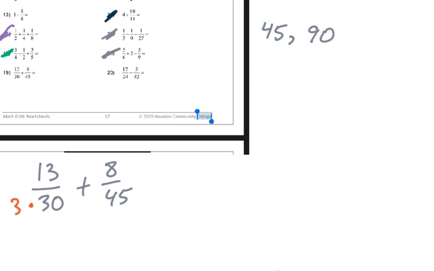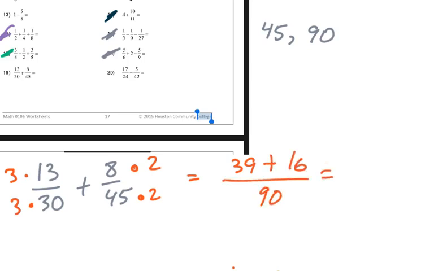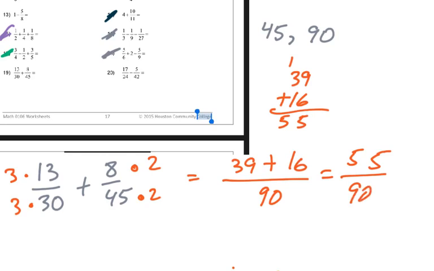way. So we're going to multiply top and bottom by 3. I'll multiply top and bottom by 2. And this is going to give me 39 plus 16 over 90. Numbers look a little nasty, but that's okay. This is going to be, I believe, 55. Let's double check. 39 plus 16. 9 plus 6 is 15. 4, 5. Yeah, 55. So 55 over 90.